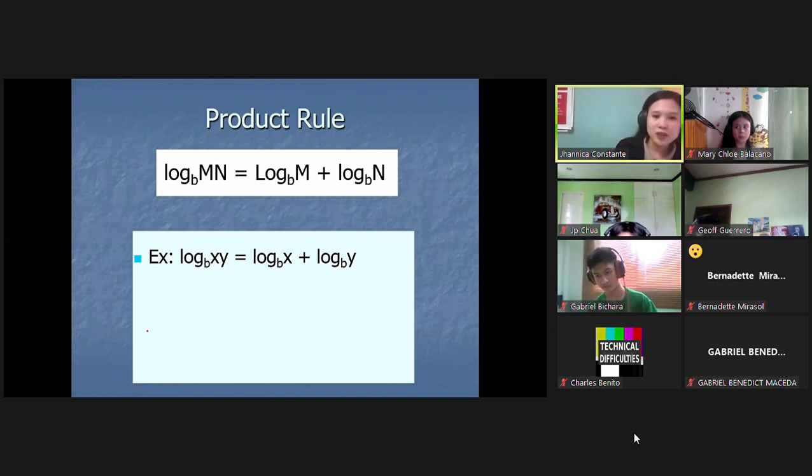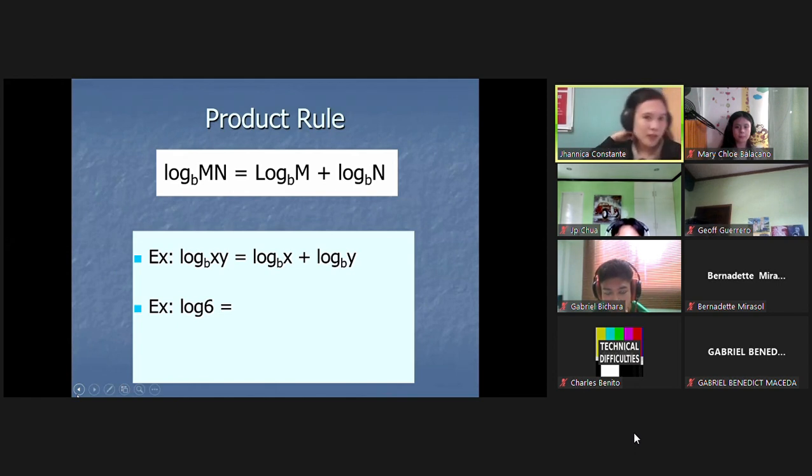Another example, for example, we have logarithm of 6. So we're going to expand the logarithm of 6 using the product rule. So we will be having a logarithm plus a logarithm. Since we don't have a base for our logarithm, it has an invisible base of 10. So we have 6 as our argument for the logarithmic function that we have.